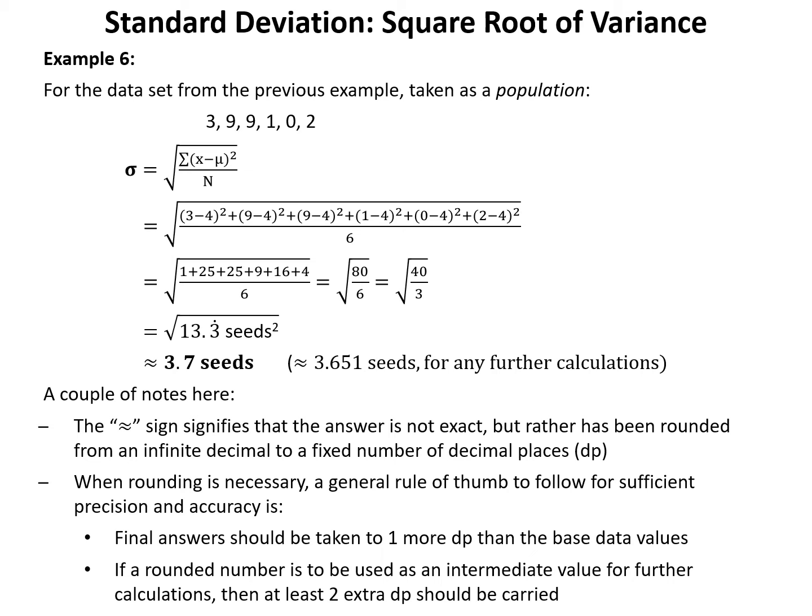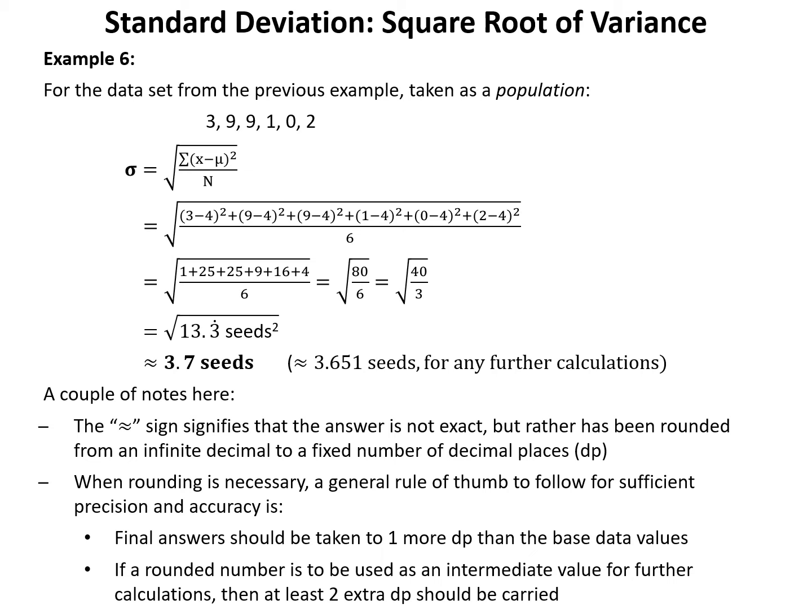When rounding is necessary, the following general rule of thumb is used for the purposes of precision and accuracy. Firstly, for precision, final answers should be taken to 1 more decimal place than the base data value. So in this particular example, the base data values in the data set have no decimal place. They're whole numbers, so they have 0 decimal places. So what we do here is we round final answers to 1 more decimal place than 0, which means 1 decimal place. So that is why we've rounded the answer here to 1 decimal place, and it is 3.7 seeds.